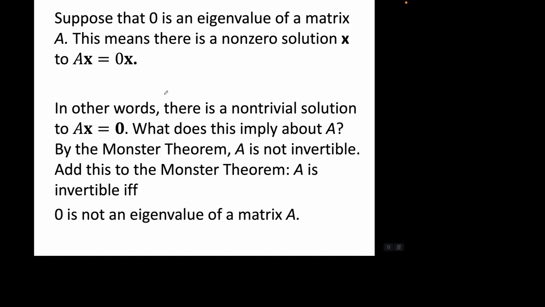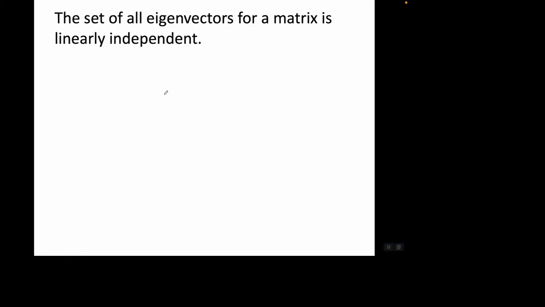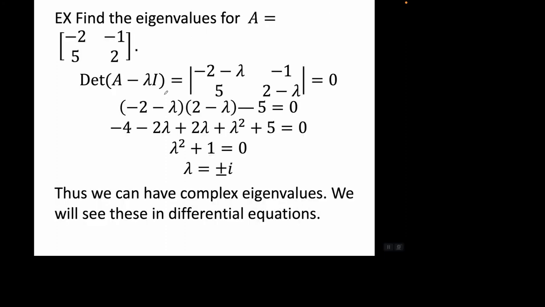Suppose that 0 is an eigenvalue of the matrix A. This means there is a non-zero solution x to Ax equals 0x. In other words, there is a non-trivial solution to Ax equals 0. What does this imply about A? By that monster theorem we saw, which is this long collection of things that are equivalent to the matrix A being invertible, A is not invertible. Add this to the monster theorem: A is invertible if and only if 0 is not an eigenvalue of the matrix A. The set of all eigenvectors for a matrix is linearly independent.